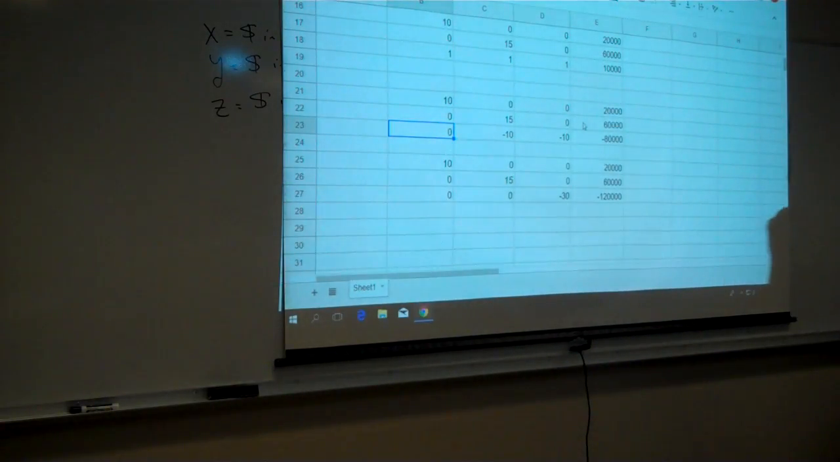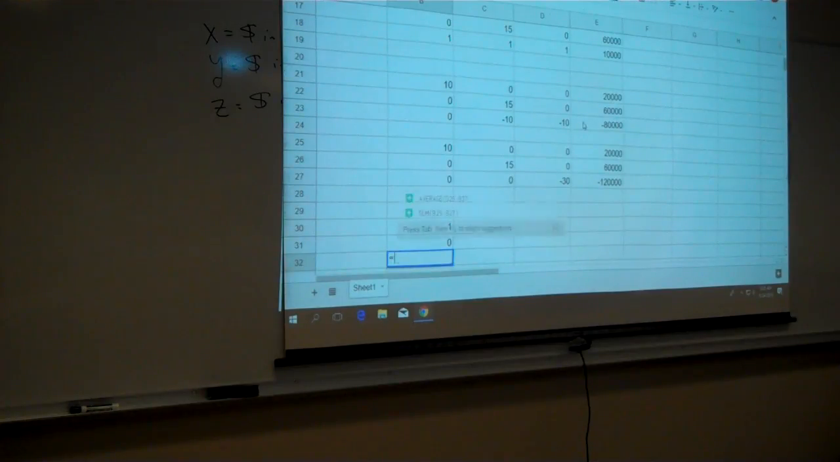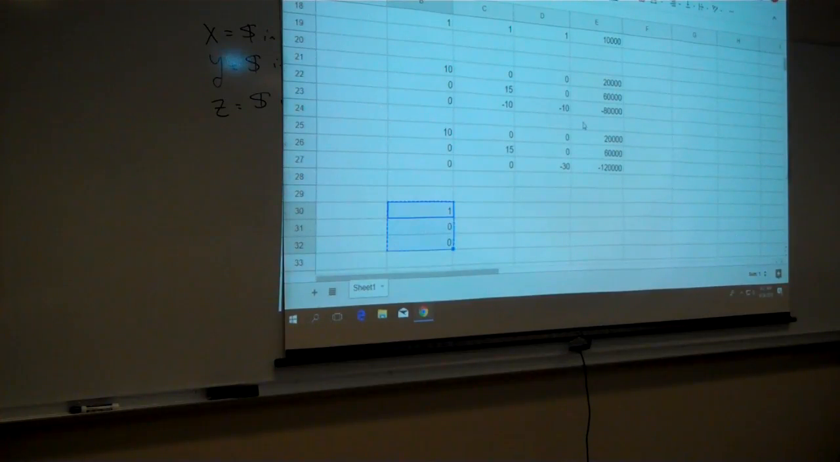So now I just need to divide each row by what it takes to make those things a 1. For example, we want this one divided by 10, this one divided by 15, and this one divided by -30. And just copy that across. And look! We have answers!